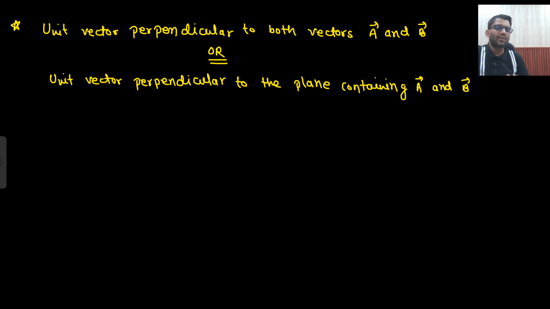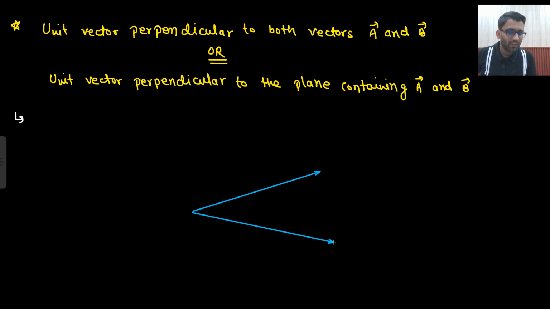Unit vector perpendicular to both of the vectors A and B, or you can say unit vector perpendicular to the plane containing A and B. Think about it, what will be the vector? I need to find a unit vector which is perpendicular to both of the vectors. It should be perpendicular to A as well as to B. Let's say this is my vector A, and this is my vector B. Or I can say it is perpendicular to the plane containing vector A and vector B.